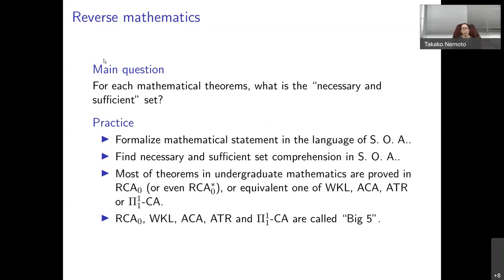So what is reverse mathematics? The main question is, for each mathematical theorem, what is the necessary and sufficient set existence axiom? As a practice, we use second order arithmetic, that is a language for natural numbers and sets of natural numbers. So here the set, necessary and sufficient set, means a set of natural numbers. It's a much weaker setting than usual set theory, but because of this weakness, we can classify very weak mathematical statements.